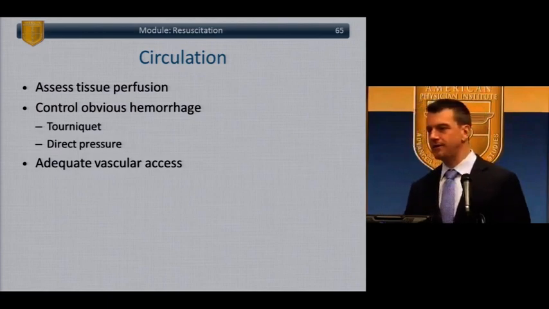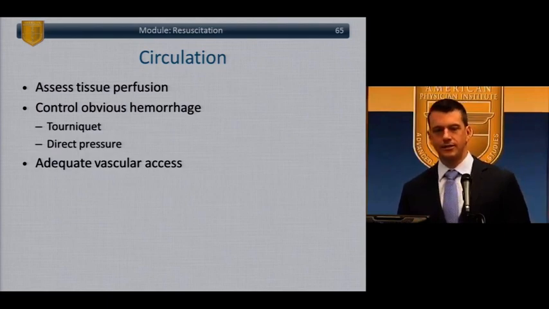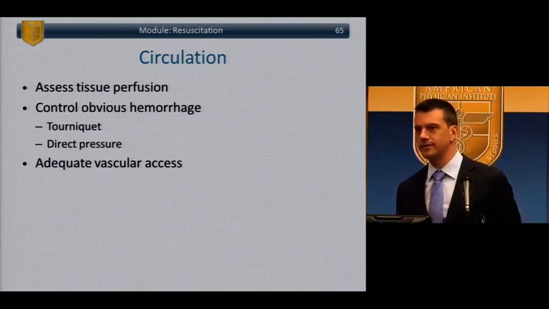If there's obvious hemorrhage, this is part of C. Control it. Direct pressure, tourniquet if needed. Whatever it is you need to do. You can also, if you have an open book pelvic fracture, you can feel sheeting or a teapot or a binder to the pelvis, again, can help with that.